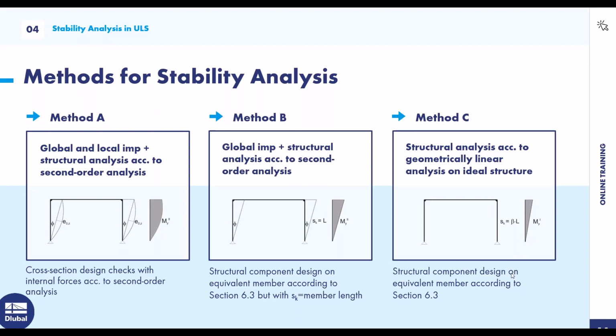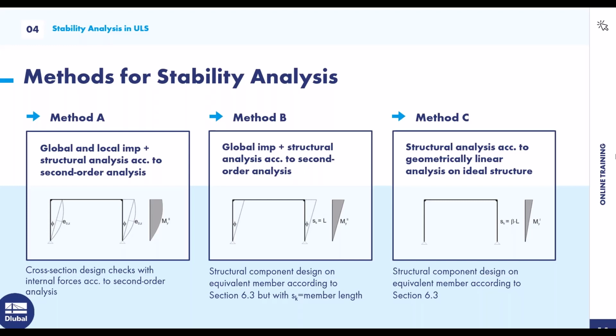Okay. Important to method C is that the structural component design can be carried out for flexural buckling with the internal forces according to the geometrical linear analysis, which were determined on the ideal structure without the use of imperfections. But in that case, here for the frame, only for the columns. Because by considering the system buckling lengths, the moment agrees according to the second order analysis, and the effect of the equivalent imperfections are already taken into account.